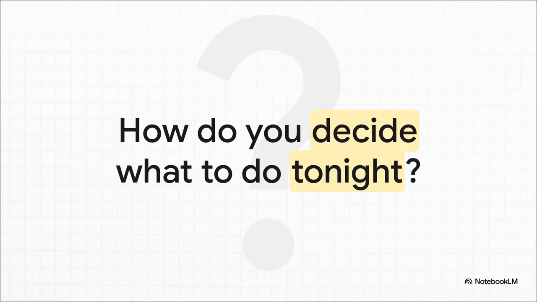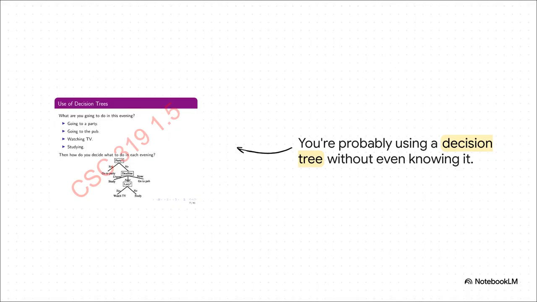Just think about it for a sec. How are you going to decide what to do later tonight? You've got options, right? You could go to a party, maybe head to the pub, or just crash on the couch and watch TV. What's your thought process? You're probably asking yourself a series of questions, like, is there a party? If the answer is yes, cool, you go. If no, you ask the next question. Do I have a deadline? This whole flow of if this, then that logic, well, that's a decision tree. You're already a total natural at this, and you didn't even know it.